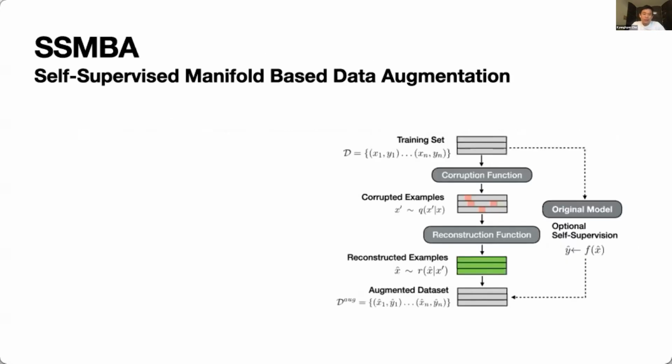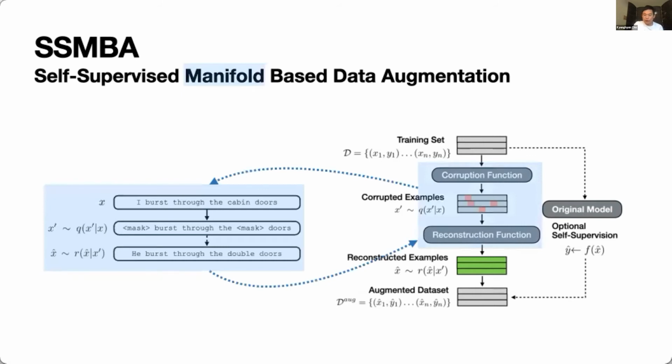In SiMBA, the self-supervised manifold-based data augmentation, we start with a very well-trained masked language model. Then we augment the training data set by taking one example and applying corruption, and then we feed the corrupted example into the masked language model to reconstruct all those corrupted parts. Those reconstructed examples are introduced into the data set to form a larger training set. As I said earlier, we can always use some kind of optional self-supervision to get a target label that is not identical to the existing labels in the training set. We train the classifier using this augmented data set in order to make a classifier that is smoother along the data manifold, so that it generalizes better along the data manifold.